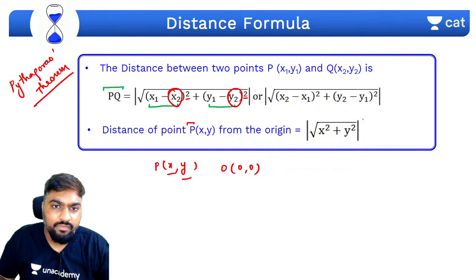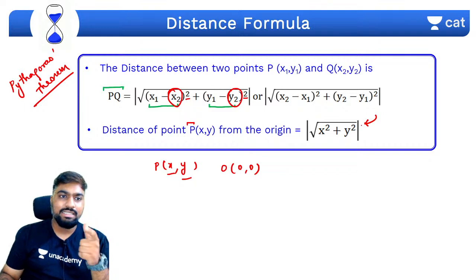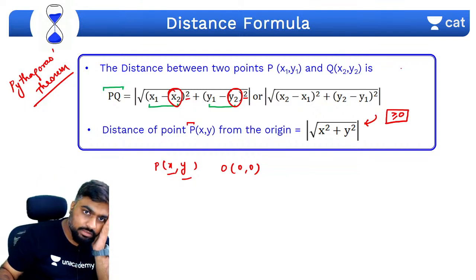Done. Why are we using this modulus? Because distance is a physical entity. Distance is a physical entity, distance cannot be negative. Distance is always positive. So this value will always be positive or greater than equal to 0. Got it?